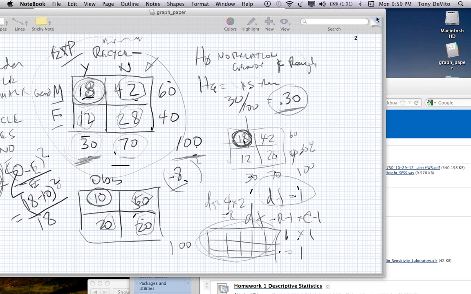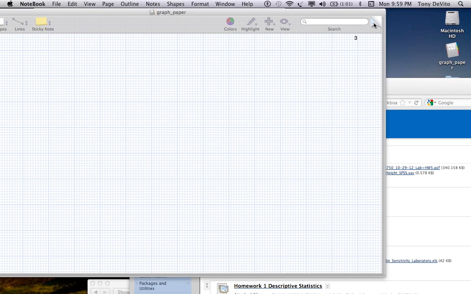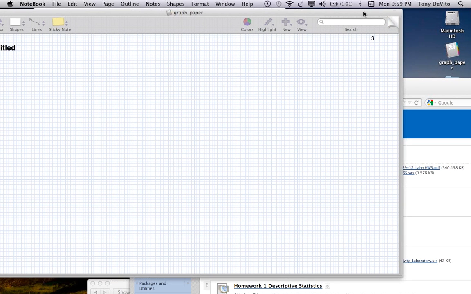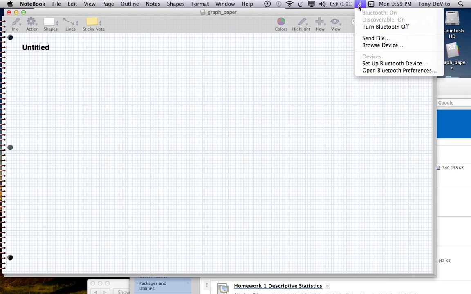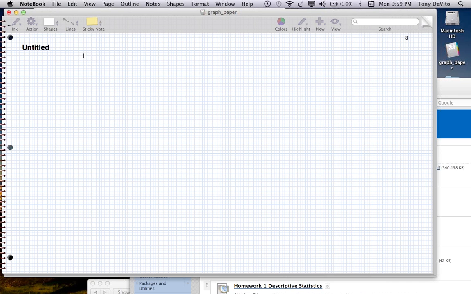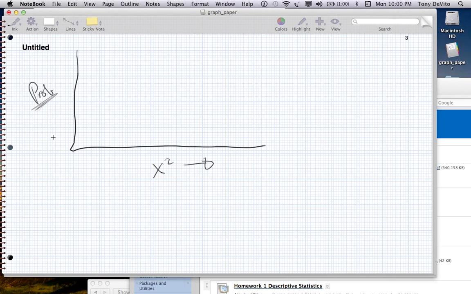Okay, and I'm going to just get a quick peek at that now. Okay, and what that's going to look like for 1 degree of freedom is going to be something like this. Here is my chi-square value that I calculate. It gets bigger as I go to the right. And here is my probability of getting that outcome if there's no difference between males and females on their recycling rate, if the null hypothesis is true, in other words.